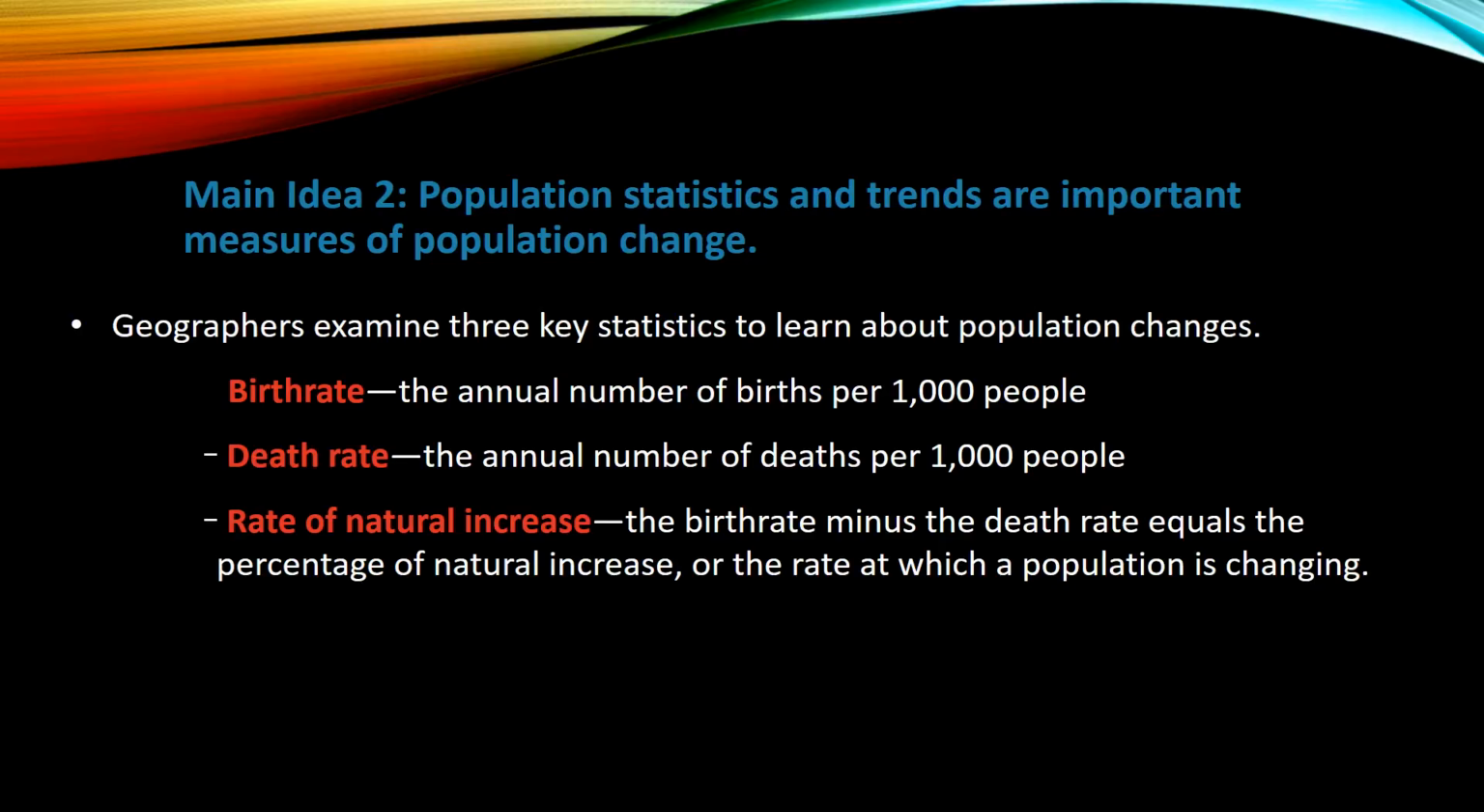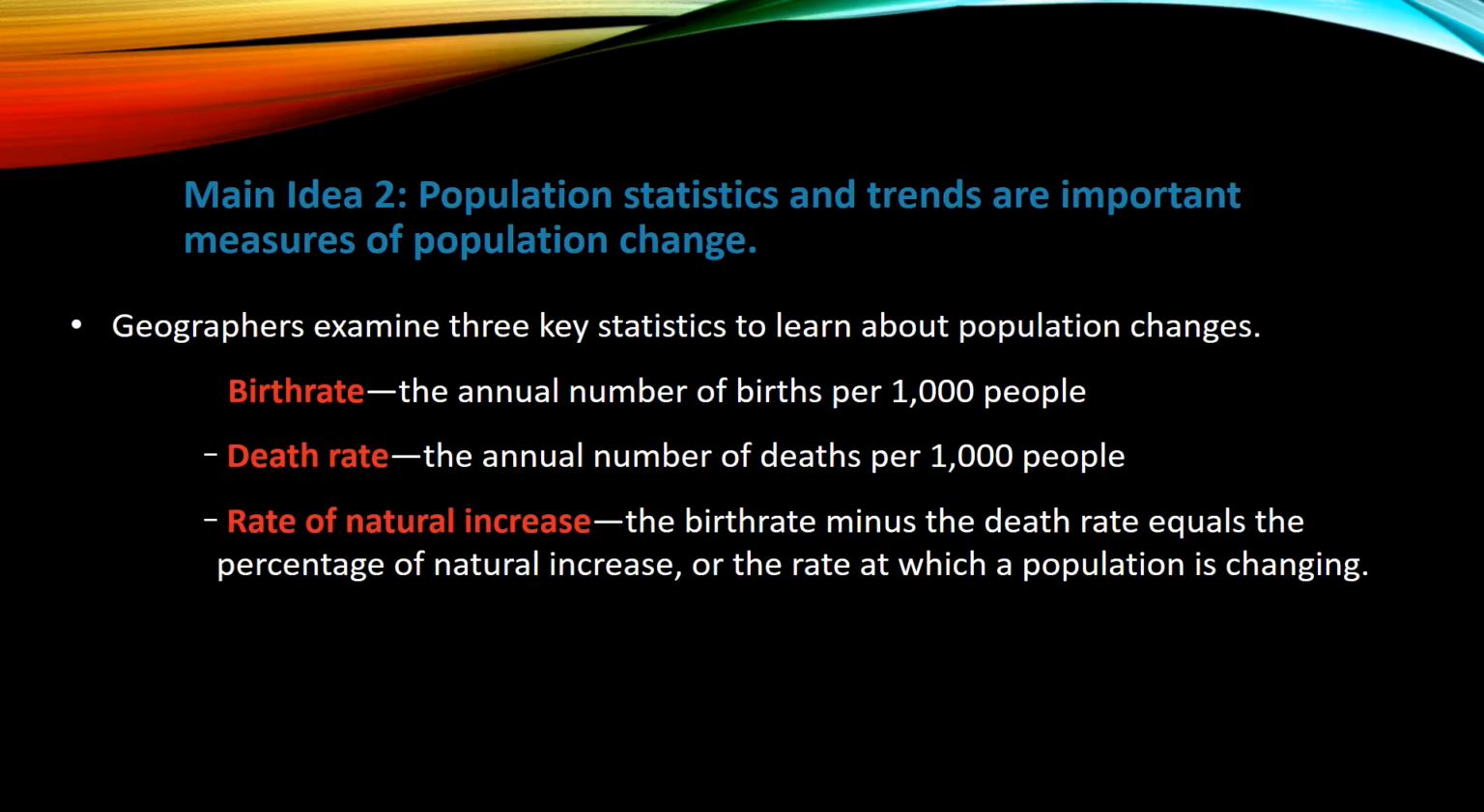So geographers examine 3 key statistics to learn about population changes. These statistics are important for studying a country's population over time. Those being birth rate, death rate, and the rate of natural increase. So births add to a population, obviously, and then deaths obviously subtract from it. So the annual number of births per 1,000 people is called the birth rate. Similarly, the death rate is the annual number of deaths per 1,000 people. So the birth rate minus the death rate equals the percentage of natural increase, or the rate at which a population is changing.